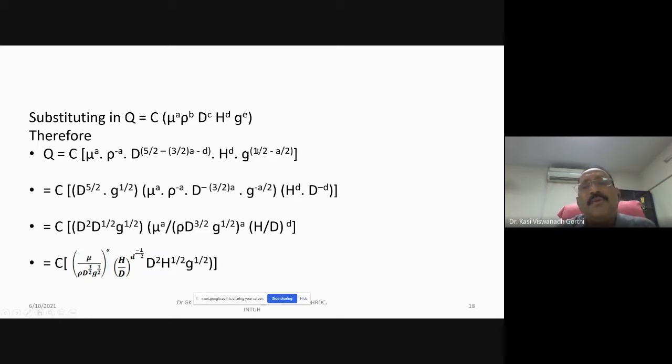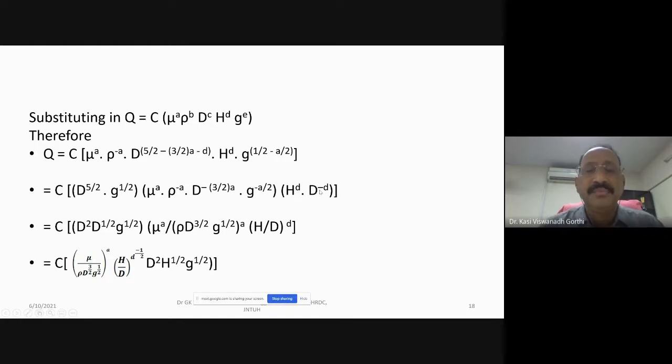Similarly, g to the power half, there is no exponent variable a or d, so bring here. So c into d to the power 5 by 2, g to the power half have been brought together into rho to the power a. All a's at one place. Rho to the power a, mu to the power a, rho to the power minus a, and d to the power minus 3 by 2 a. All three are with power a. Of course, one more, g also is there with minus a by 2. Then h to the power d, d to the power minus d.